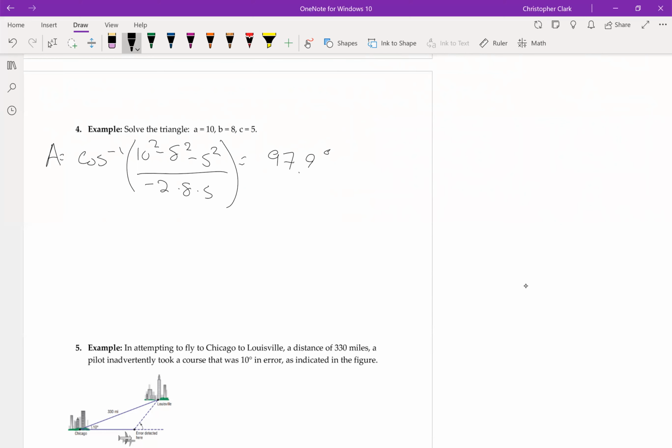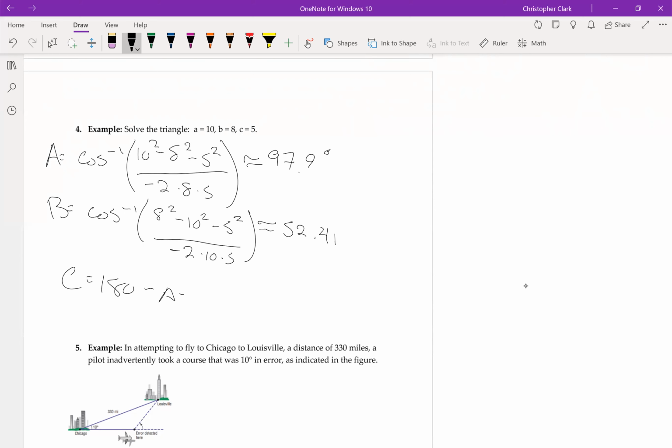Next, we could solve for B, and B is going to be cosine inverse of 8 squared minus 10 squared minus 5 squared, all over negative 2 times 10 times 5. And this gives you approximately, let me make sure, 52.41. And then similarly, you get C is 180 minus A minus B, and you just get 29.69 degrees.